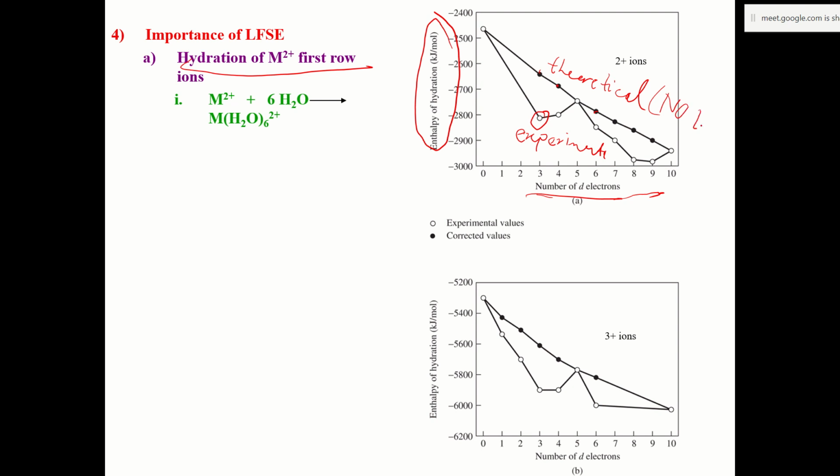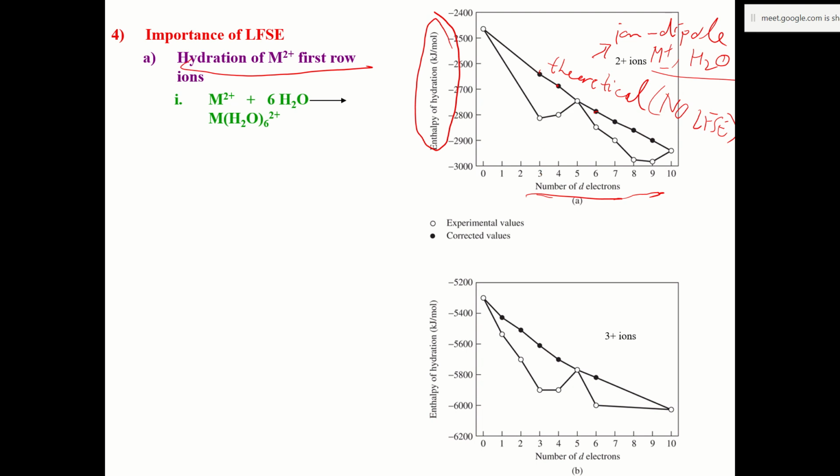Considering there is no LFSE, just an ion-dipole kind of interaction would give you this kind of line. So this is simple ion-dipole interaction between water and the metal ion, and that will give you this line. But experimentally, what is found is that there is a region where the line deviates, and that deviation is due to the LFSE that you calculate for a d2 and d3 system.